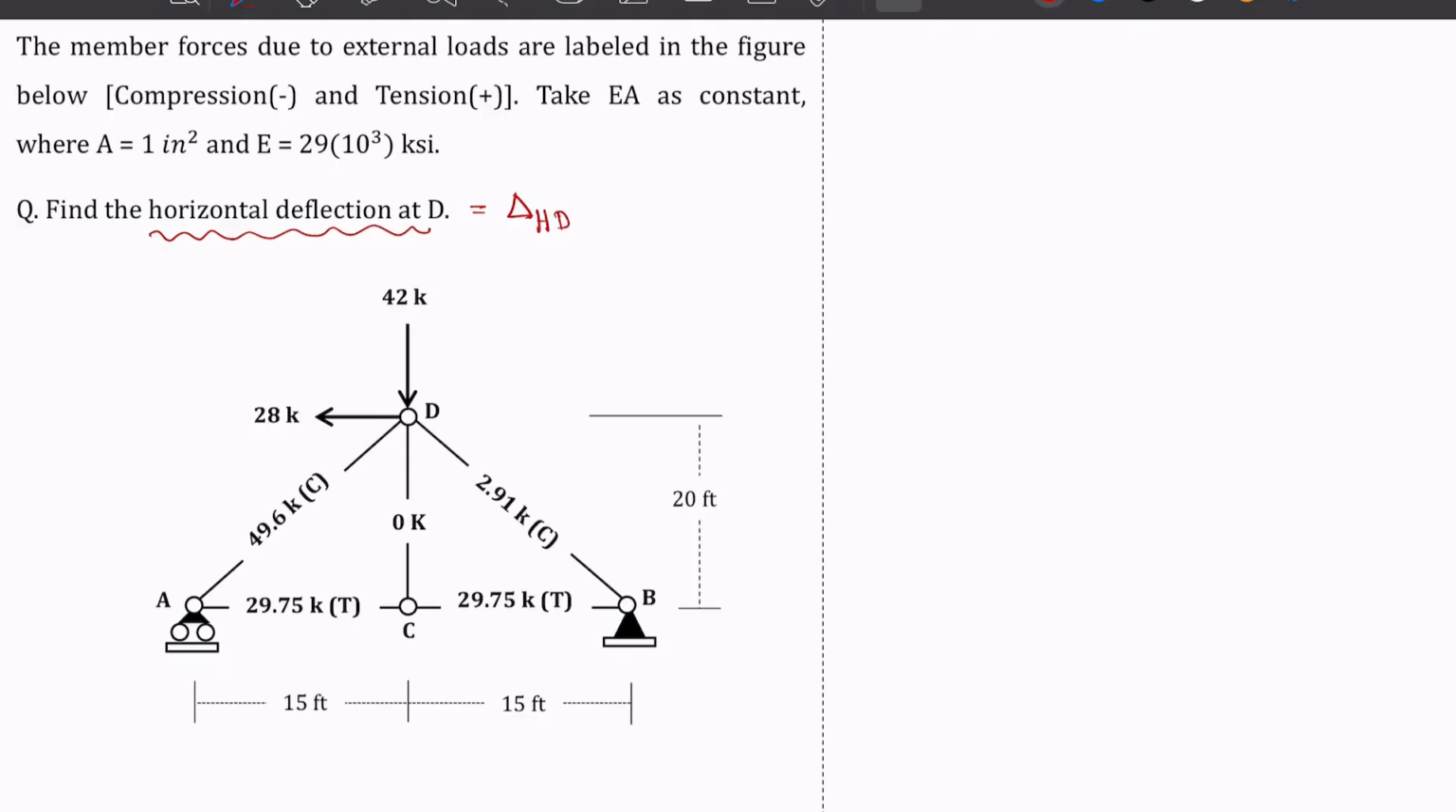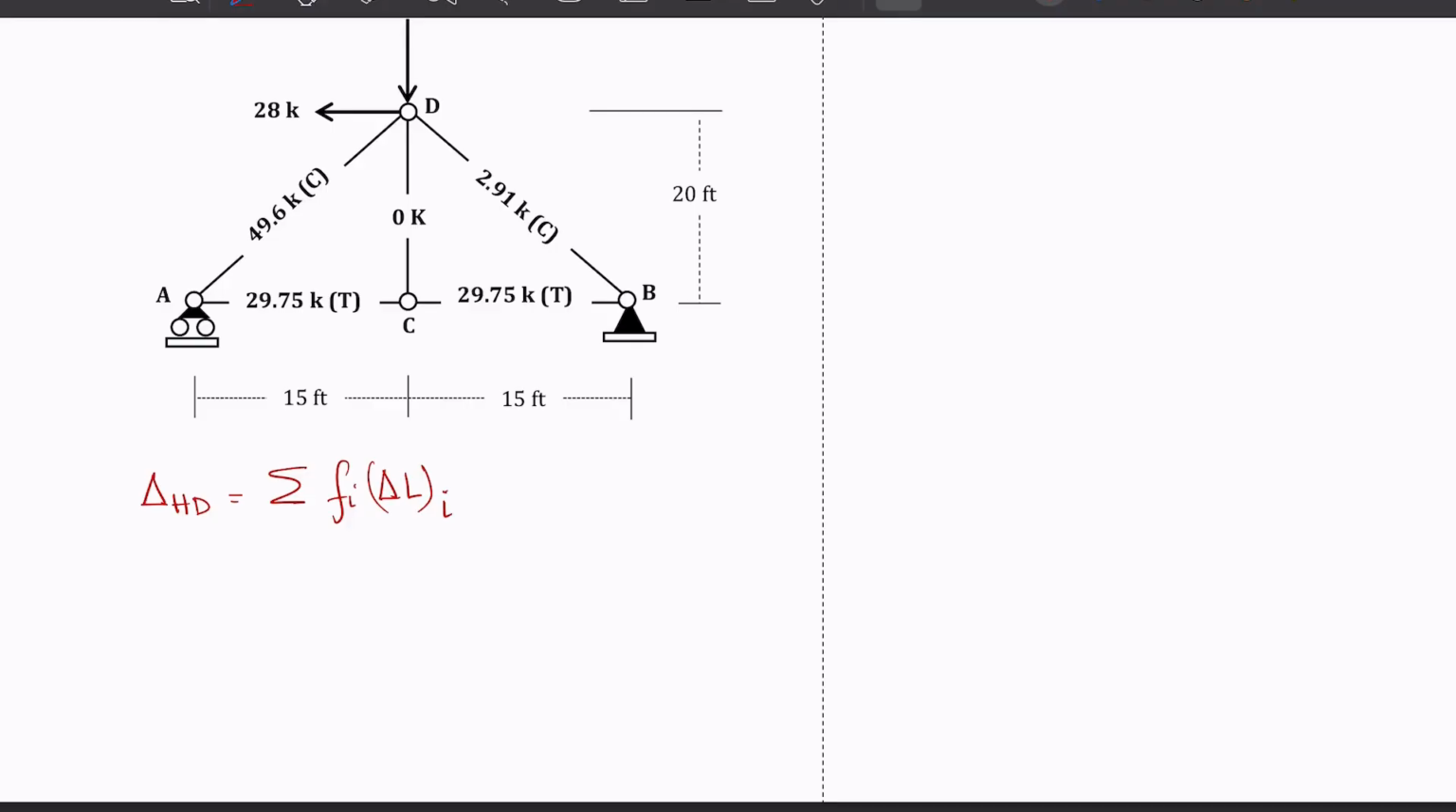Generally the way I name it is capital delta, H meaning horizontal, V meaning vertical, at a joint, here D. So that's what we are interested in. So summation of all the member forces. Remember that there are AC, CB or BC, CD, AD, and BD. So there are 5 member forces.